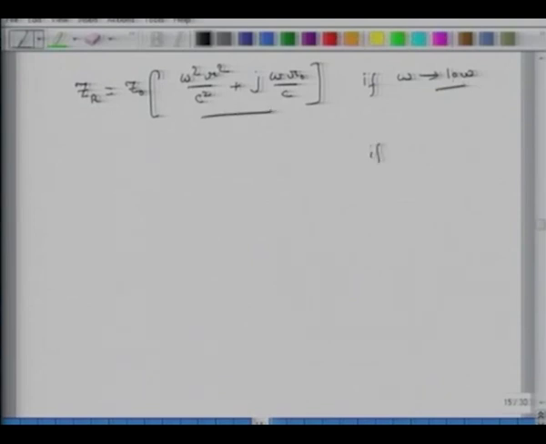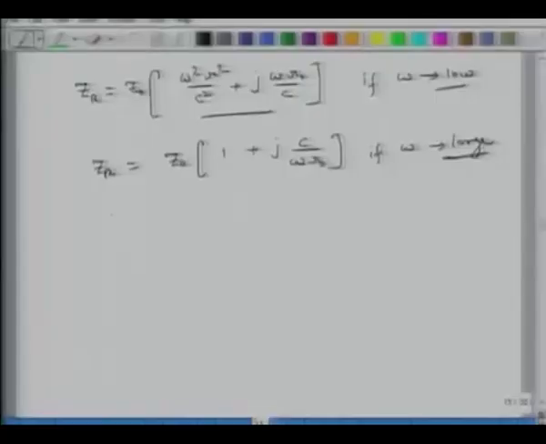And if omega is large, then I get ZR equals Z naught times 1 plus J C over omega R naught. Regardless of whether omega is small or large, you have complex imaginary components in the entire term. Except for very low frequencies, it becomes purely resistive in nature, and at extremely high frequencies again it becomes purely resistive in nature.